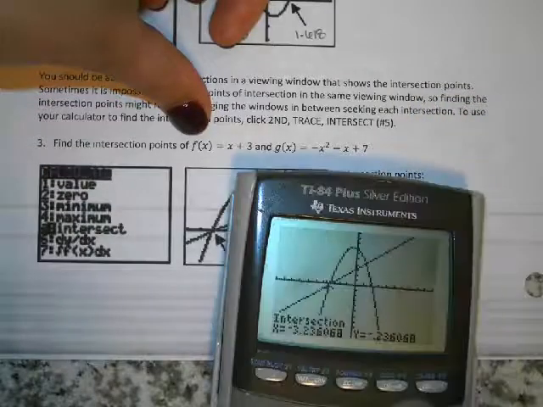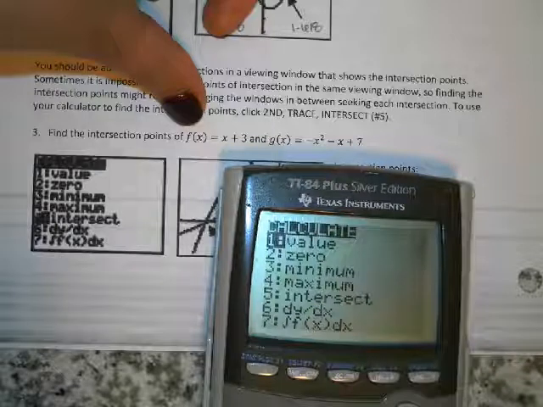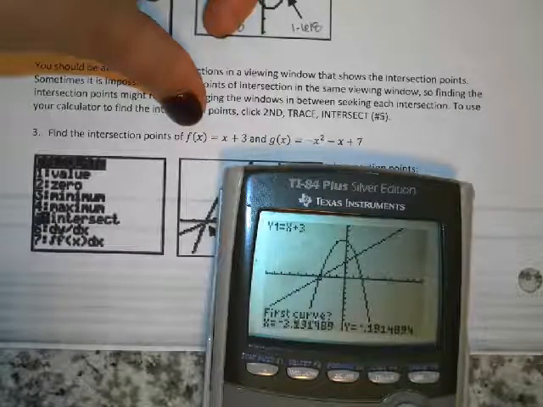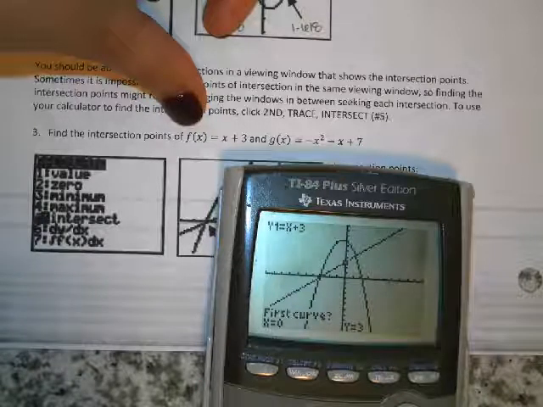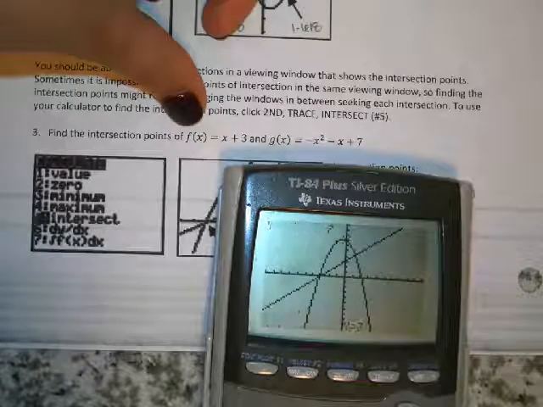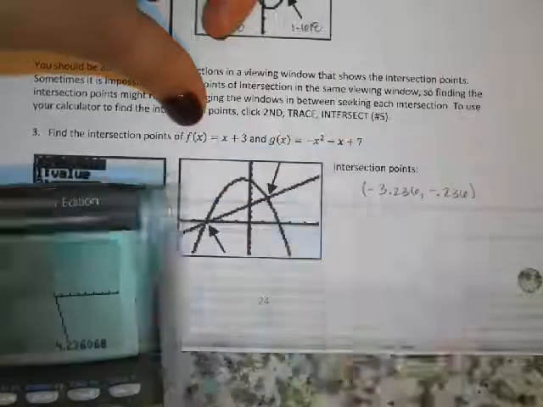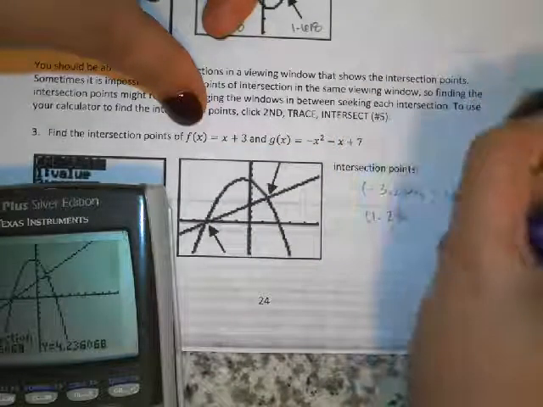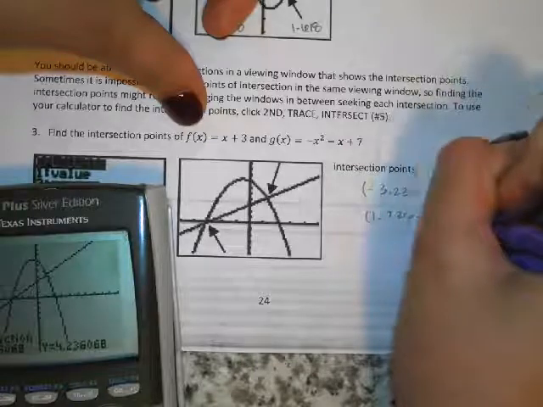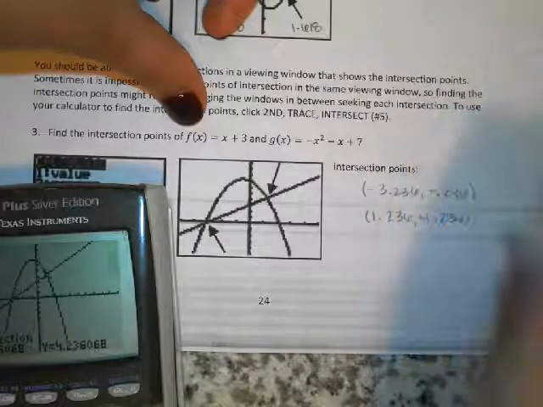And then for the other one, I'm going to do second trace, number 5. Again, I'm just moving the cursor closer to the other intersection. I do not have to be touching it. And then 1, 2, 3 with the enter. And I've got 1.236, 4.236.